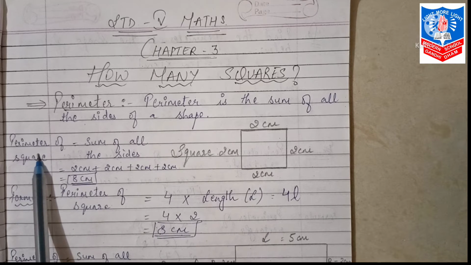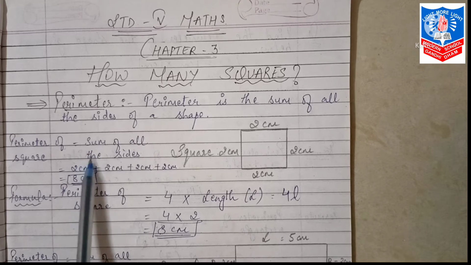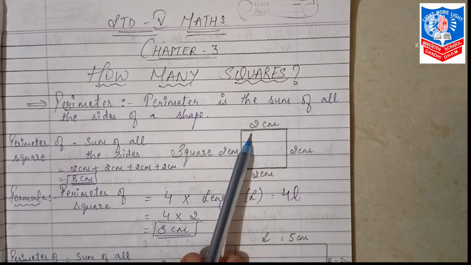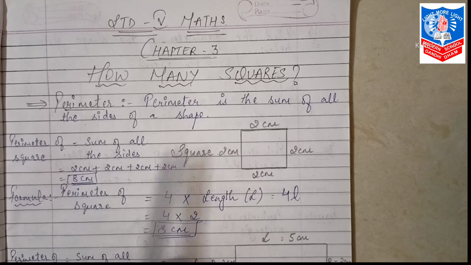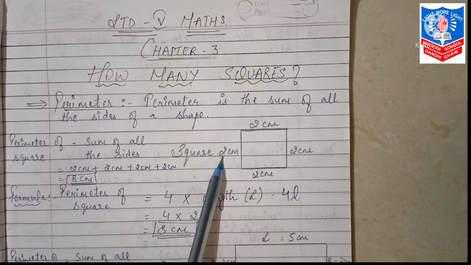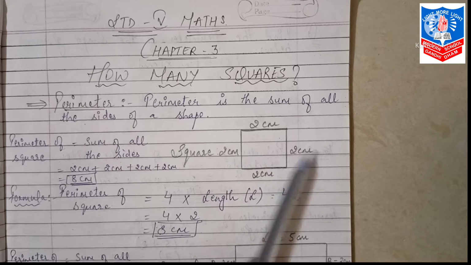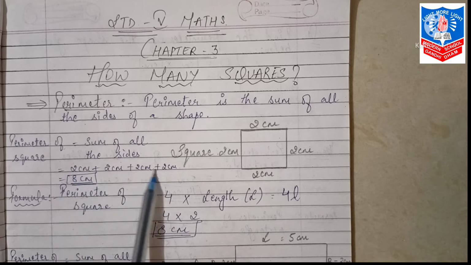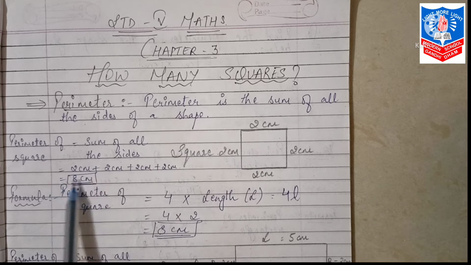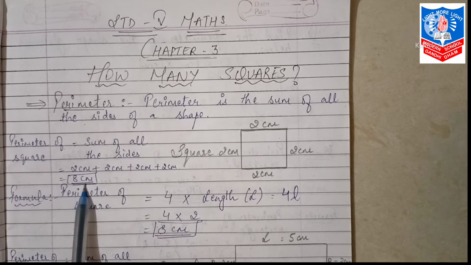So first we will find the perimeter of the square, which is equal to the sum of all the sides. Sum means total of all the 4 sides. So first we are doing 2 centimeter plus 2 centimeter plus 2 centimeter plus 2 centimeter, and the same step I have copied over here. Now you are going to total all the 4 sides, so our answer will be 8 centimeter. 2 plus 2 is 4, 4 plus 2 is 6, 6 plus 2 is 8.